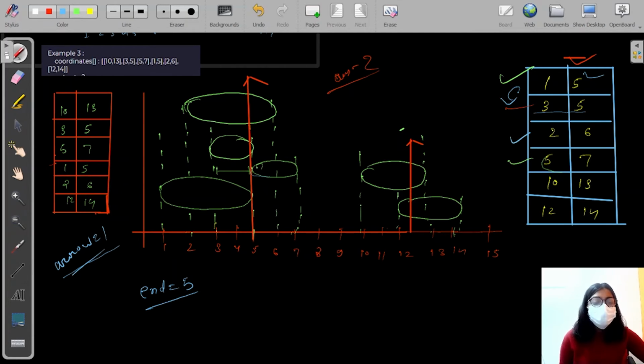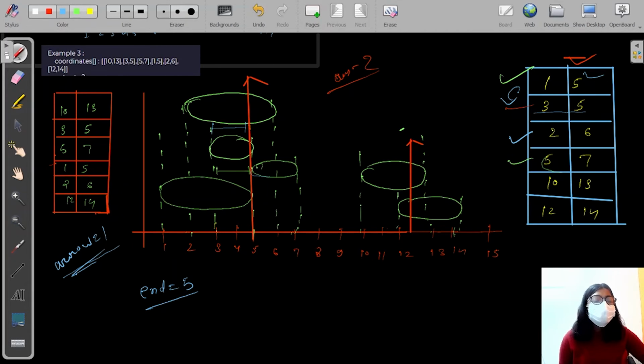Now I come to my third balloon. For my third balloon, again they are sharing a common part, that is again 3 to 5. My first and my third balloon are sharing a common part, that is from 3 to 5. So it means the arrow that I took for the first balloon can burst my second and third balloon also, right? Now I come to my fourth balloon.